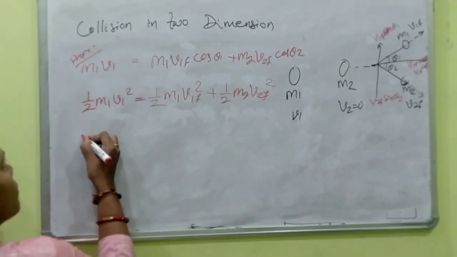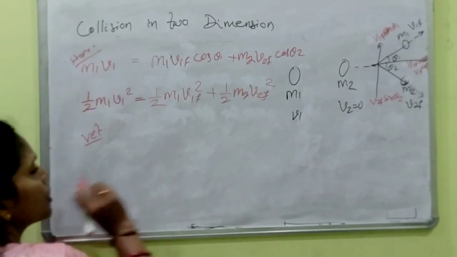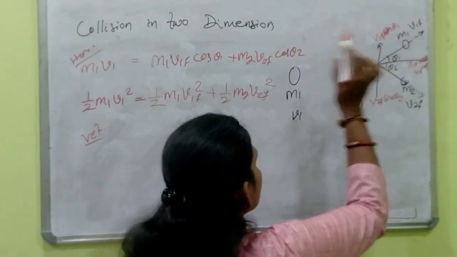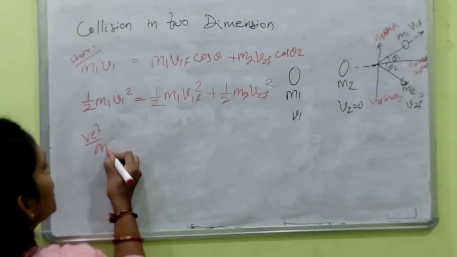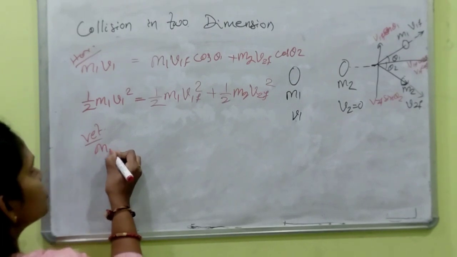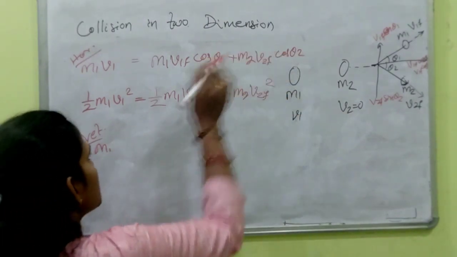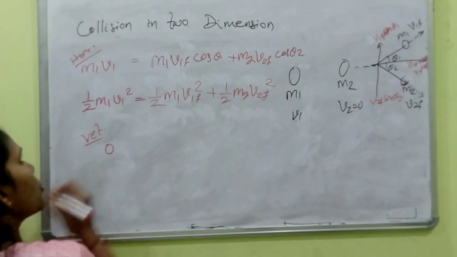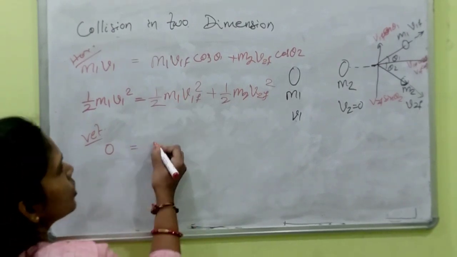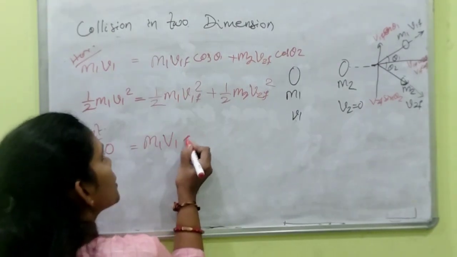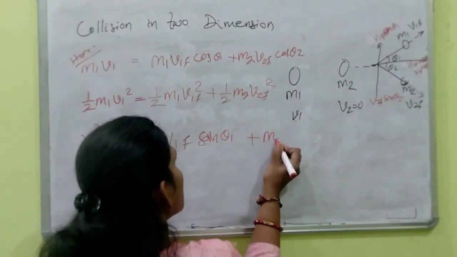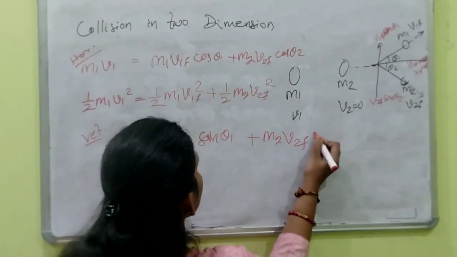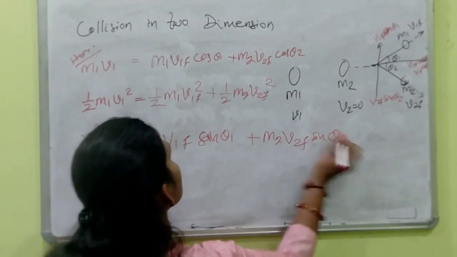Similarly, for momentum in the vertical direction, you can find both horizontal and vertical, you have to find two components. Vertically, m1 into 0, its velocity vertically was nothing, so 0 is equal to m1 v1f sin theta 1 plus m2 v2f sin theta 2.